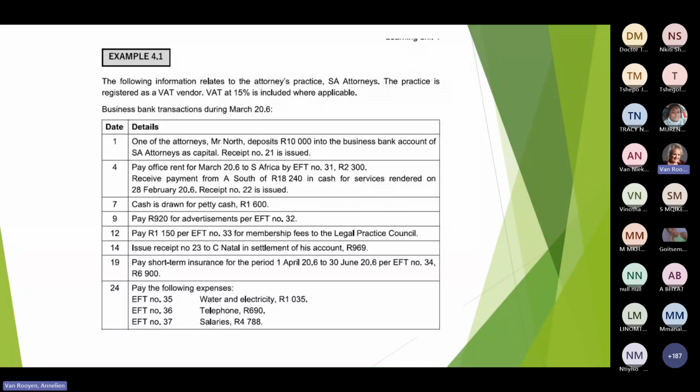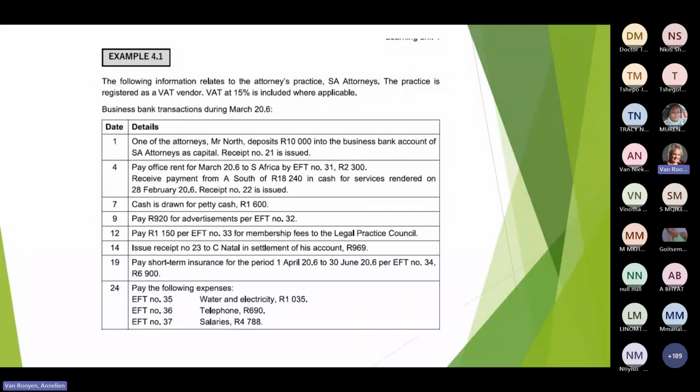Is that money coming in or money going out? Out. So the bank account, debit or credit? Credit. So is it cash payments or cash receipts journal? Cash payments journal.